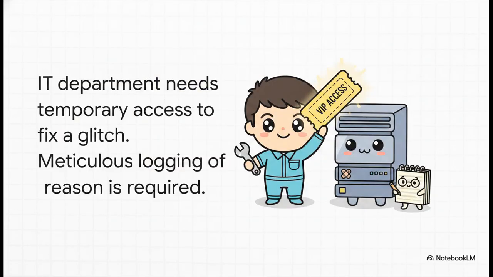But we live in the real world, and things don't always go to plan. Sometimes your friendly IT department needs temporary access to troubleshoot a glitch or deploy an emergency patch. That's a totally normal part of IT. However, any ad hoc exception absolutely must be documented meticulously. We need a hard record of who was granted access, the exact duration, and the highly specific technical reason for it.